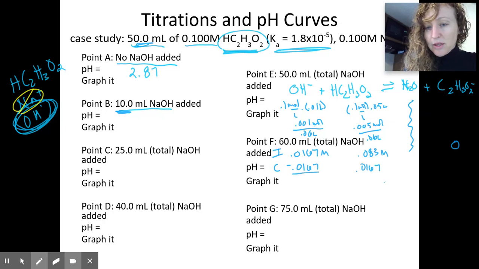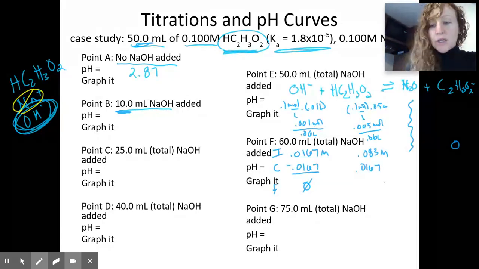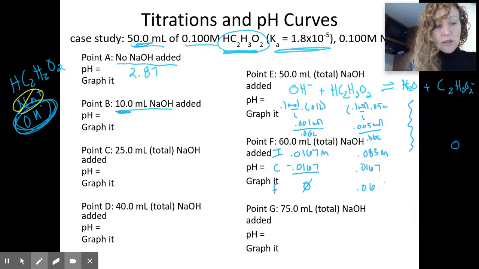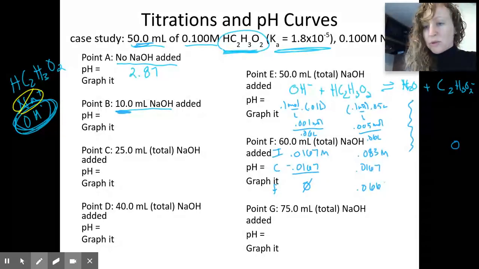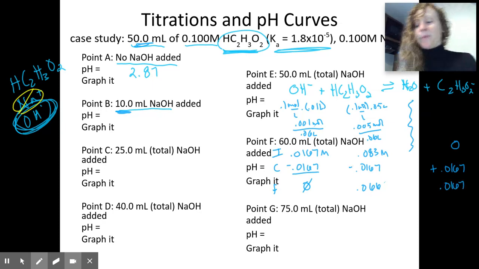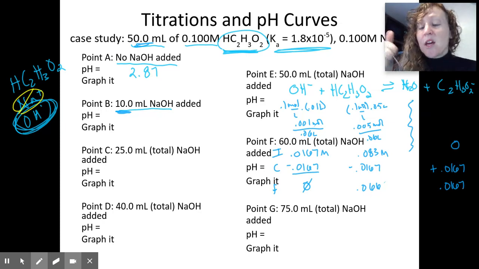So I have in the end, once it has swung it to completion, I have none of this left. 0.0167. I'm going to have 0.066 of my acetic acid left and plus 0.0167 over here, 0.0167. Okay, so at this point in time, my strong base has driven to completion until something is gone. Just so happens that I've just added a little bit of sodium hydroxide, and so the thing that runs out is the actual sodium hydroxide. So it has driven it all the way to one side. I'm left with weak acid and weak base.